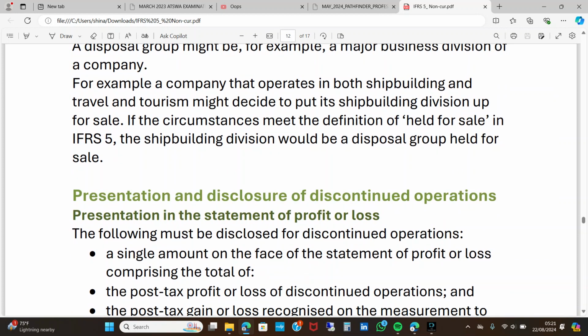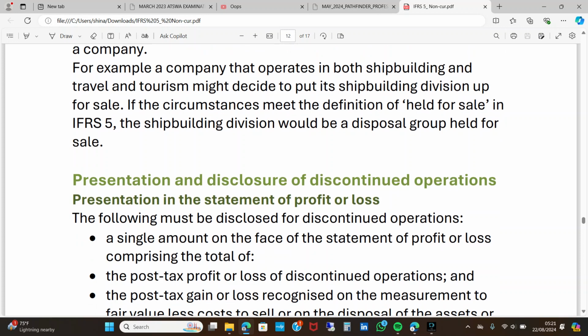Now let's look at an example of a discontinued operation. It says now, for example, a company that operates in both shipbuilding and travel and tourism might decide to put its shipbuilding division up for sale. If the circumstances meet the definition of held for sale in IFRS 5, the shipbuilding division will be a disposal group held for what? Held for sale. Okay, great. Now, let's look at presentation and disclosure of discontinued operations.